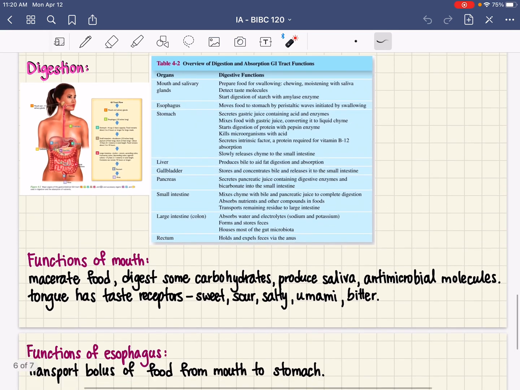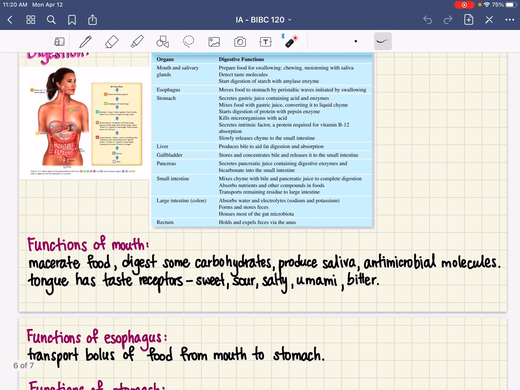Here I've summarized some important points that Dr. Hampton talked about, so let's go over it. So the first place that the food goes to is the mouth. In the mouth, we are able to macerate the food, and macerate means to chew and break down physically. We are also able to digest some carbohydrates through the enzymes that are produced by our salivary glands. The salivary glands also produce saliva, which allows for the lubrication and softening of the food in our mouth.